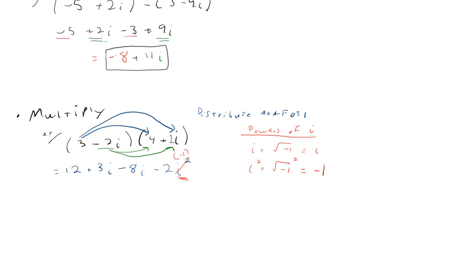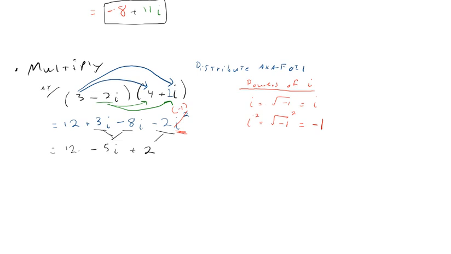So I've got 12. I'm going to combine these two together, 3i minus 8i, those combine together to make negative 5i. And then I've got negative 2 times negative 1. These two multiply to make plus 2. So now I've got the 12 and the plus 2, so I'm going to combine those together, 12 and 2. Those two make 14 minus 5i, and this is my answer.